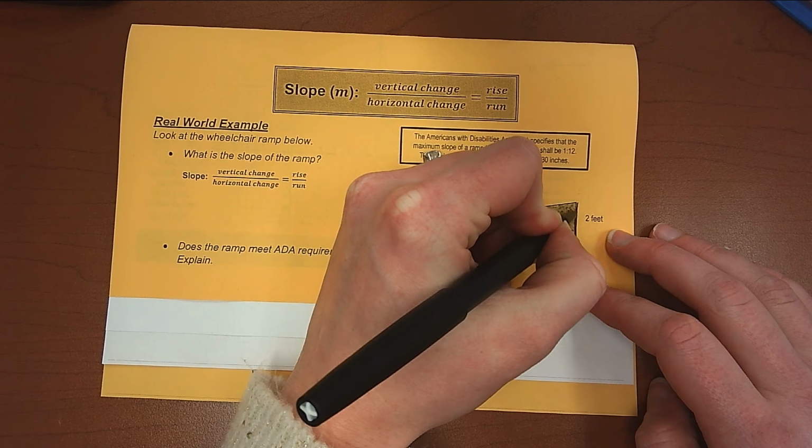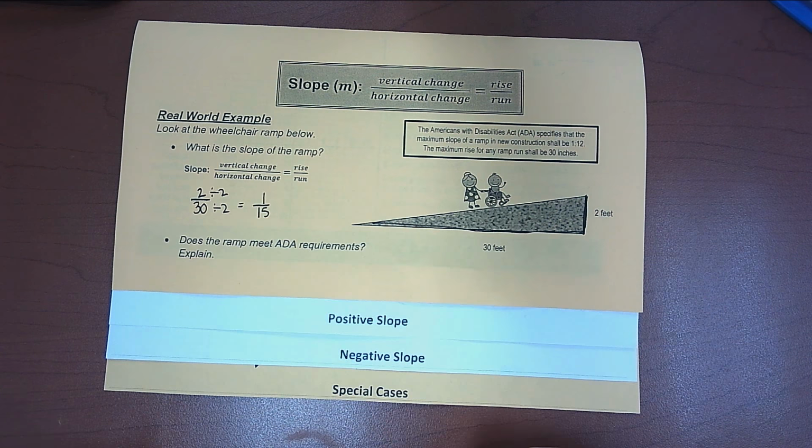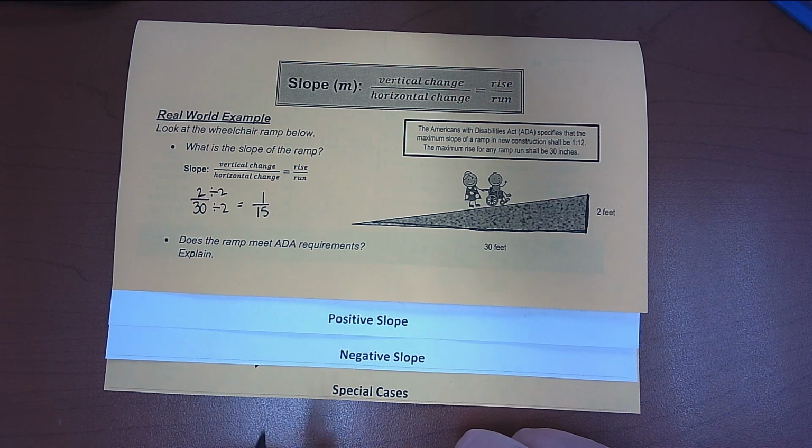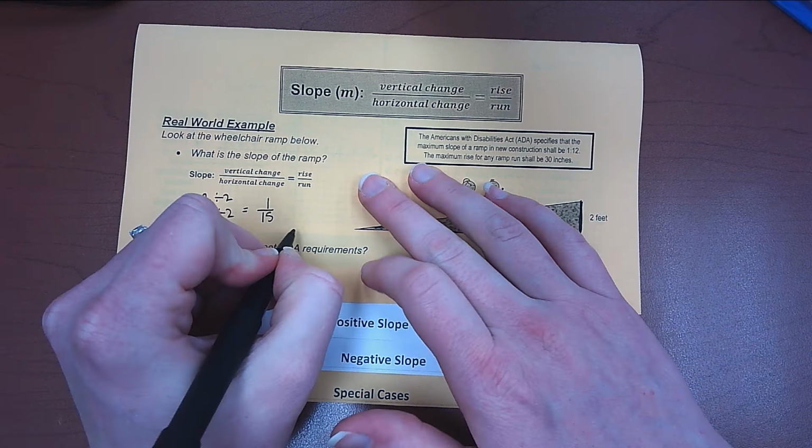And so then we just have to simplify. Anytime we have a fraction, we always want to simplify. 2 and 30 are both even, so 2 goes into both of them. So I'm going to divide top and bottom by 2, and when I do that, I get 1/15. So my slope is 1/15. Sometimes, again, we say that m equals 1/15.